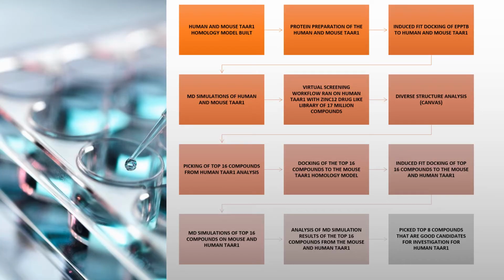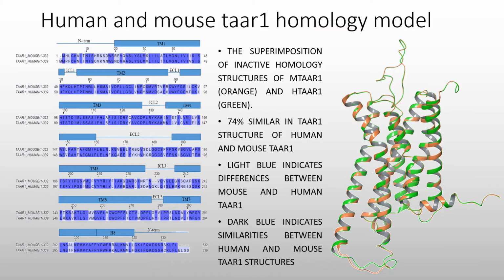This here is the workflow that we use in order to create the homology model, protein prep, various docking, MD simulation, and various virtual screening and analysis for this project. As we see here, the human and mouse TAR1 homology sequence indicated by the dark blue shows us that the human and mouse TAR1 is 74% similar to one another, while the light blue indicates that there are differences.